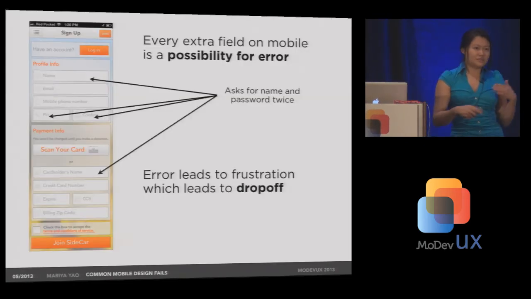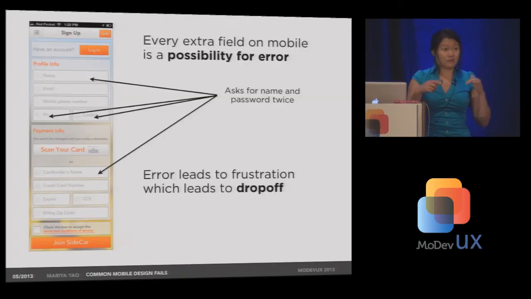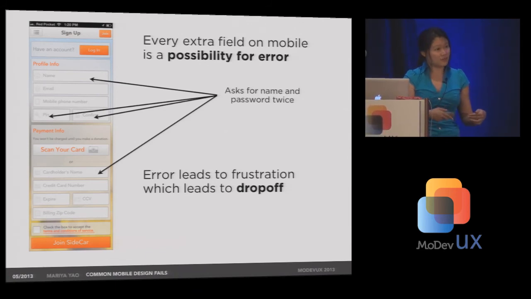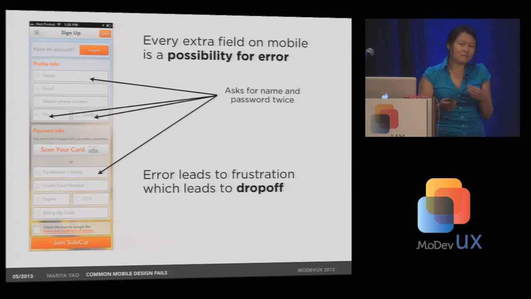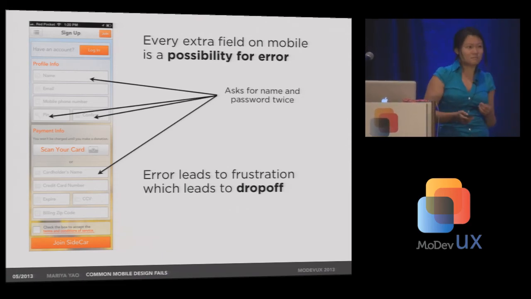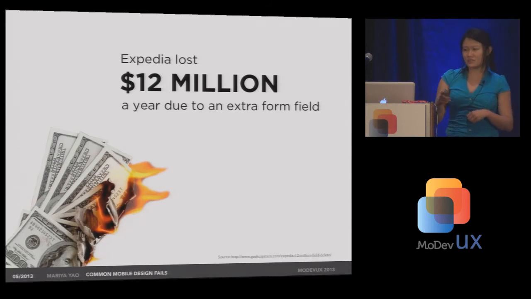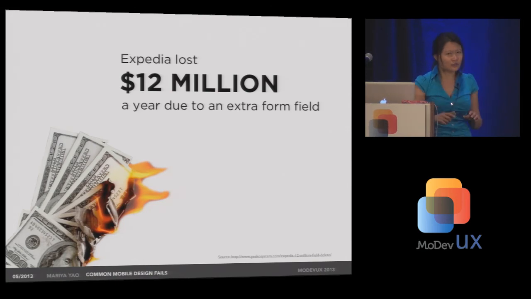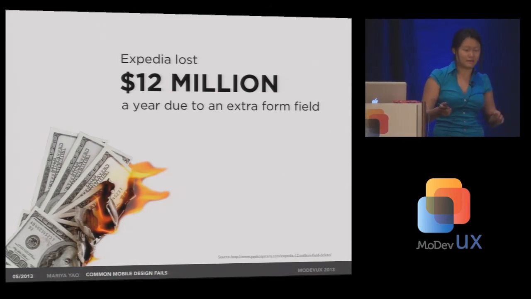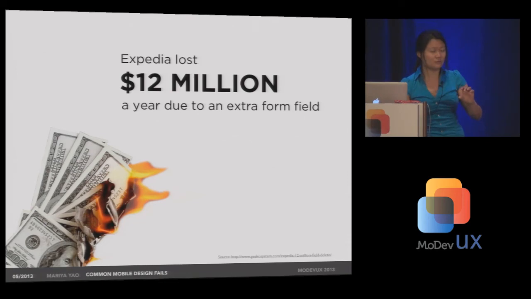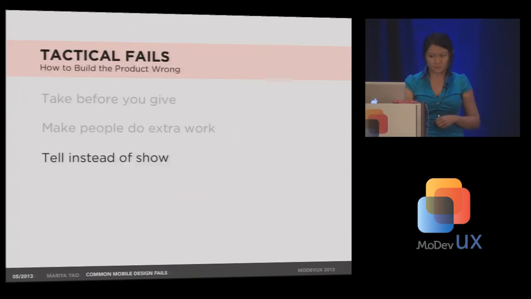Every extra form field that you add on a mobile screen is a possibility for error. If there's an error, then registration doesn't go through. Users get frustrated, they bounce. And if you think that form fields are fairly minor, lots of big companies such as Expedia have lost millions of dollars. In this particular case, Expedia had an extra form field on their checkout page. It confused people, and they entered in the wrong details, couldn't check out, and then bounced and went to a competitor. So just one form field can cost a lot of money.